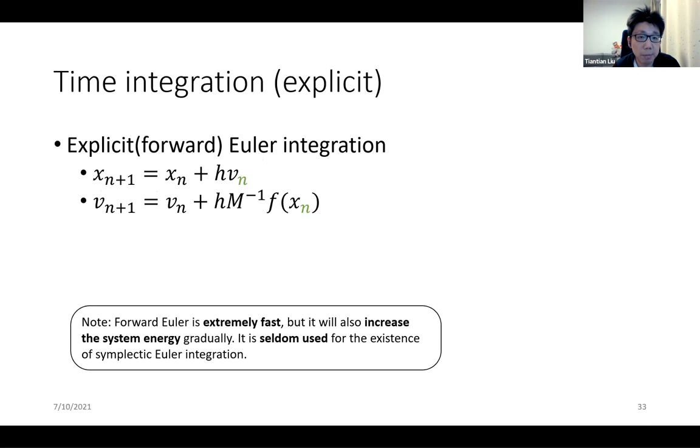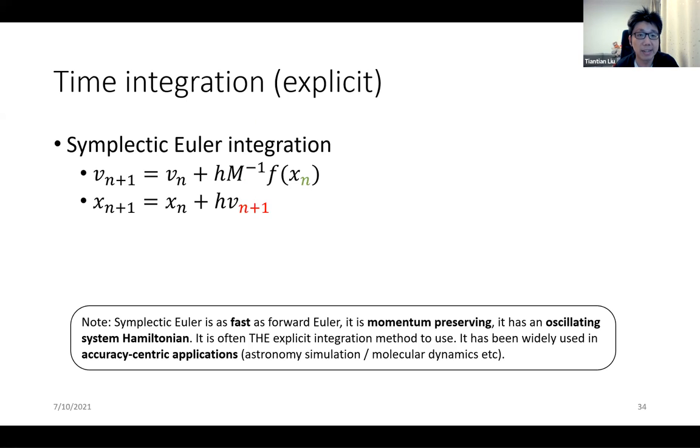One way to simplify this is to evaluate the integration from the known end, assuming the quantities are not changed during the small time step. This is called explicit or forward Euler integration. This forward Euler is extremely fast, but it will also increase the system energy gradually. So it is seldom used, for the existence of the symplectic Euler integration that we will mention after.